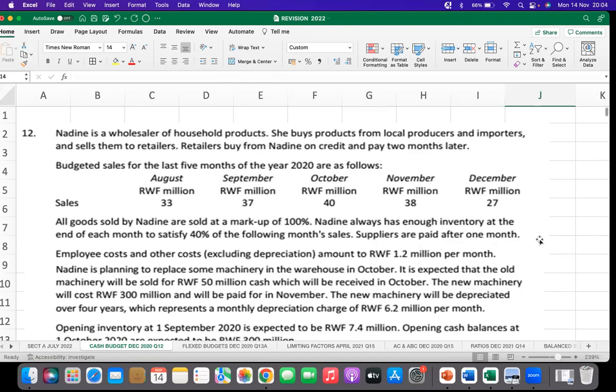Employee costs and other costs, excluding depreciation, amount to 1.2 million per month. Nadine is planning to replace some machinery in the warehouse in October. The old machinery will be sold for 50 million cash, received in October. The new machinery will cost 300 million, paid in November, and will be depreciated over 4 years, which represents a monthly depreciation charge of 6.2 million. Depreciation is a non-cash flow. I hope you remember that.